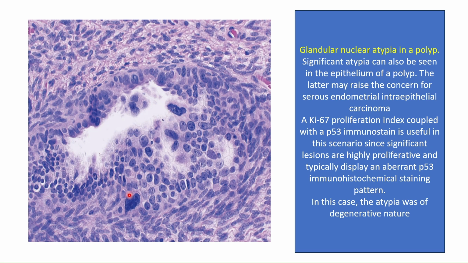So to differentiate it from endometrial intraepithelial carcinoma, we can use Ki-67 and P53 immunostain, which is useful in this scenario, since if there is carcinoma, then there is a high proliferative Ki index and typically an aberrant P53 immunohistochemical staining pattern. Here, this case shows the atypia was of degenerative nature. So likewise, you can appreciate atypia also in some polyps.